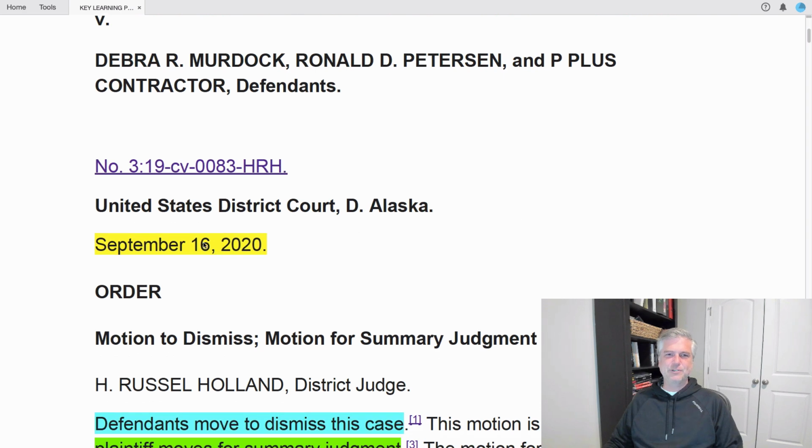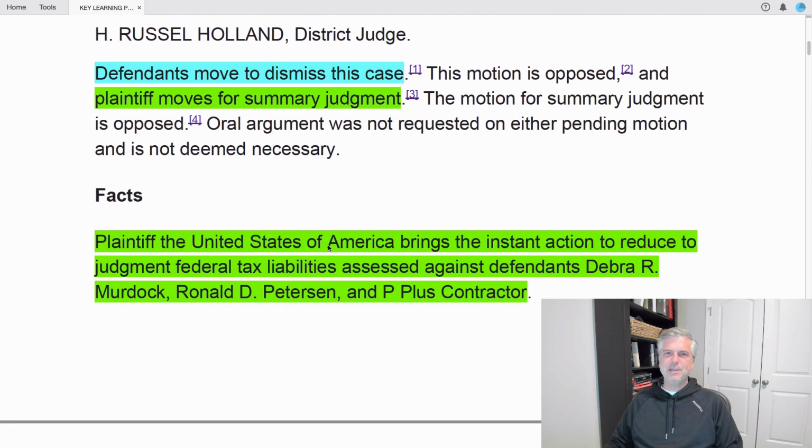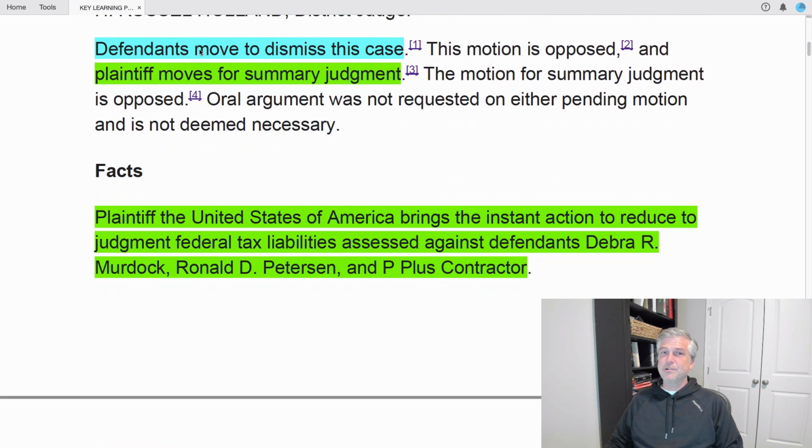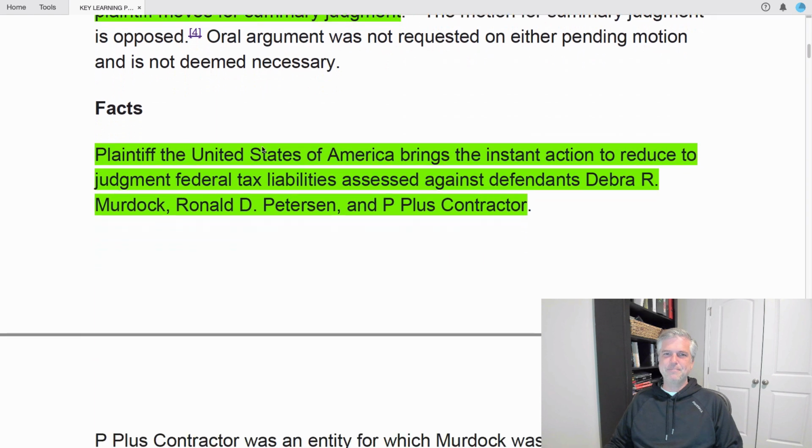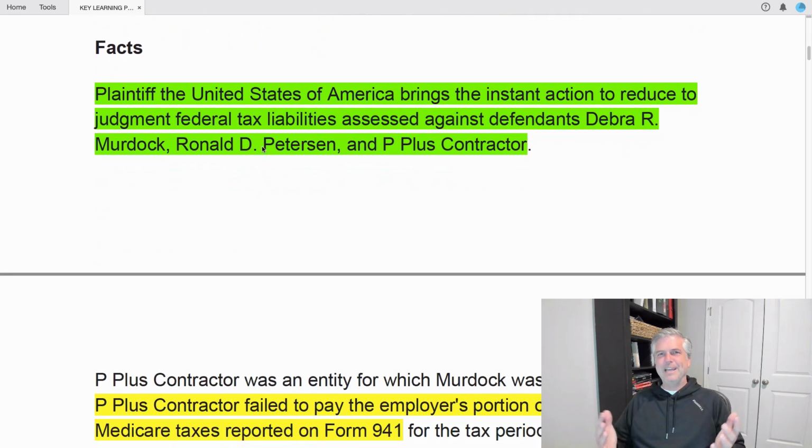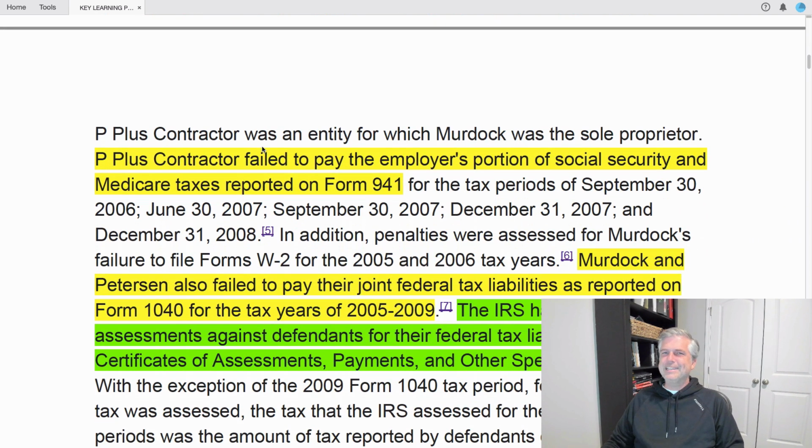And you'll see this is from just a couple of weeks ago in district court, actually in Alaska. And so it's a little bit unusual. The defendants, who are the taxpayers, moved to dismiss the case, and the plaintiff, which is the government, moves for summary judgment. And so why did the government bring this case? Well, they bring it because they want a judgment against the taxpayers so that they can then collect the taxes.